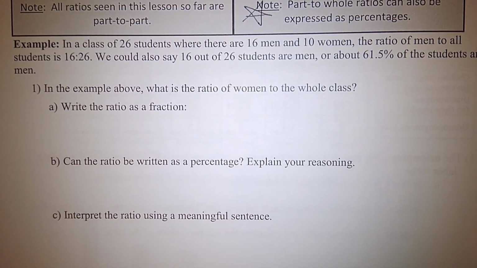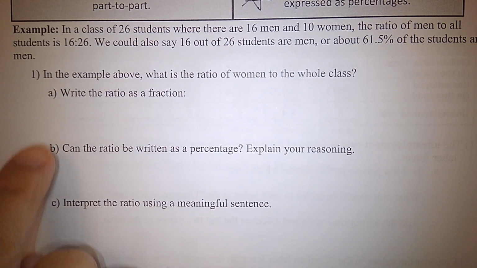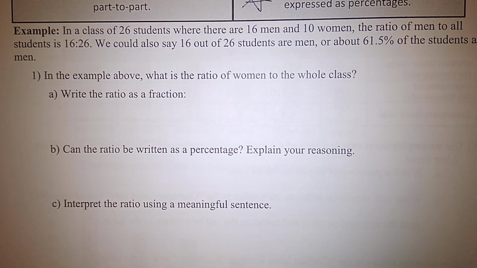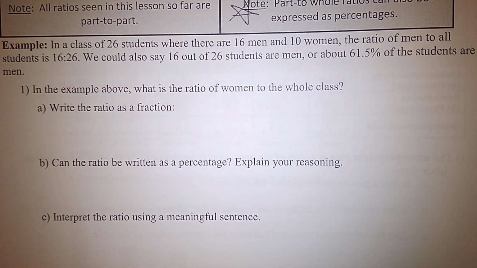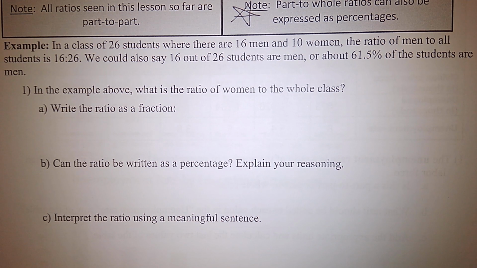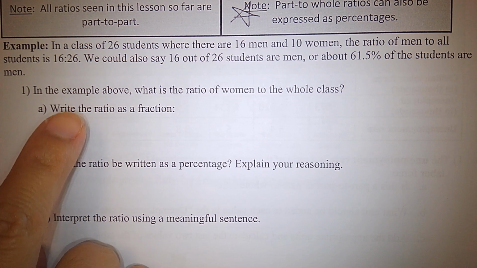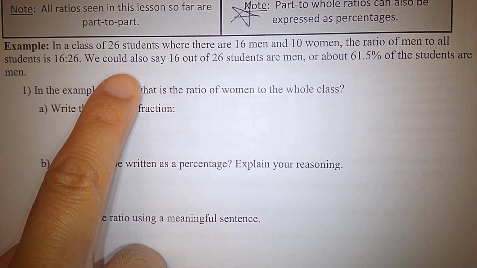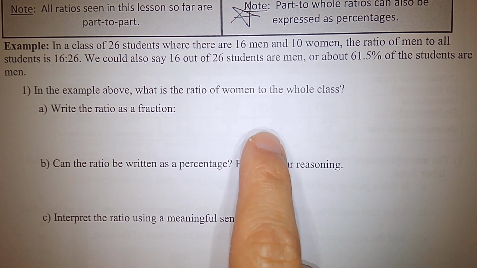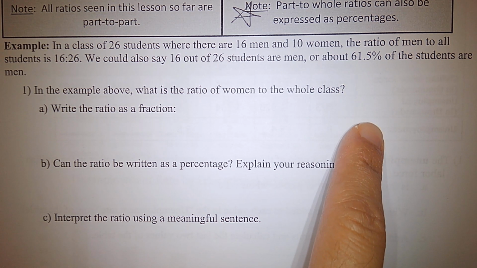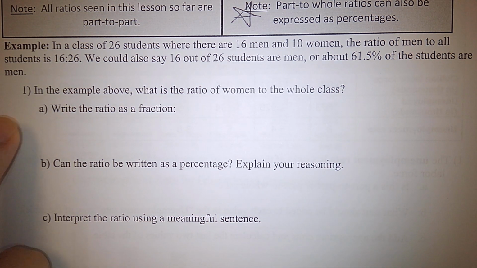Example 1, let's do it. Same thing, I'm going to ask one volunteer to read the question for us. Another volunteer, please. Everybody, please. In a class of 26 students where there are 16 men and 10 women, the ratio of men to all students is 16 to 26. We could also say 16 out of 26 students are men, or about 61.5% of the students are men.